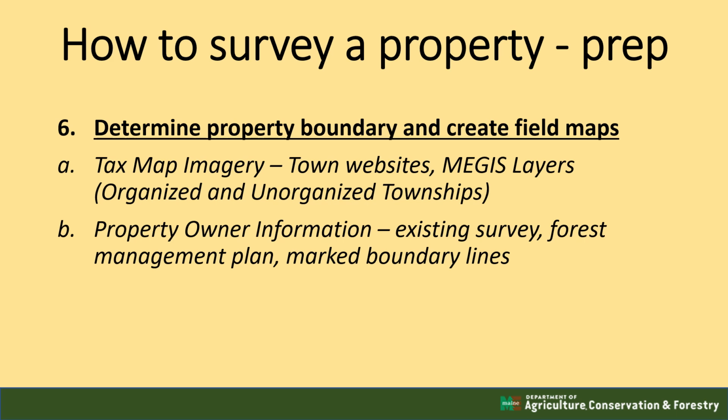So to assist you in making these maps and identifying property boundaries, look at tax map imagery from town websites, the Maine Office of GIS layers for both organized and unorganized towns, depending upon where you're working, and information from the property owner. They may have an existing survey of their property boundaries. They may know where the stakes are for corners or other monuments on the property line. Do they have a forest management plan? Does that demonstrate to you where the property lines are? And do they have any markings on their property lines? Blazes, postings, flagging, just something to help you understand and prepare when you're out there in the field what's on the property and what's off the property.